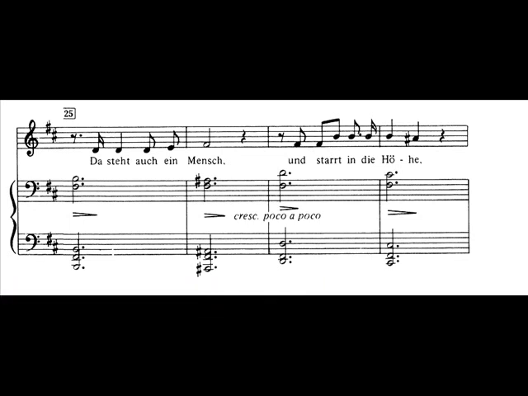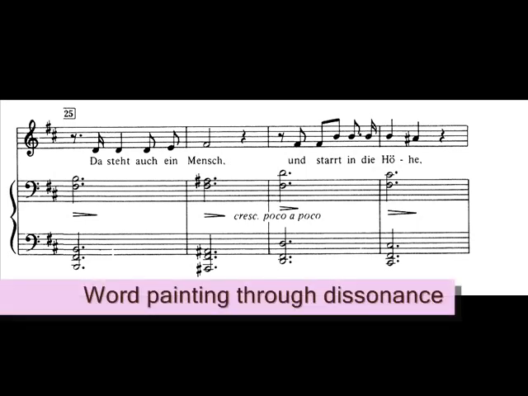This is a 4/3 suspension, the B clashing with the underlying chord of F sharp. The B resolves onto the A sharp, the major third of the chord. This is an example of word painting through dissonance.